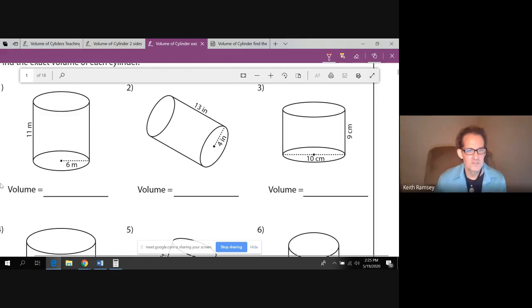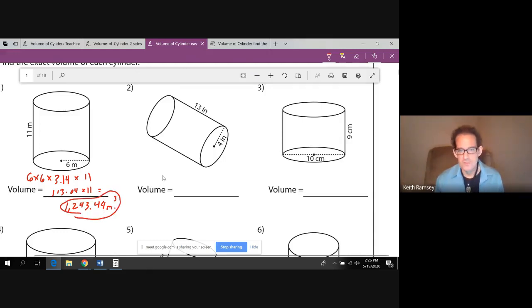Okay, let's look at this first one here. So I'm doing 6 times 6 times pi times 11. Let's break that down. 6 times 6 is 36, times pi is going to be 113.04, times the height, which is 11, which is going to equal 1,243.44 cubic meters for number 1.